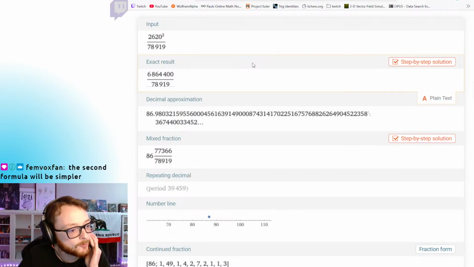Average amount of factors till n is asymptotic to ln of n. Huh.